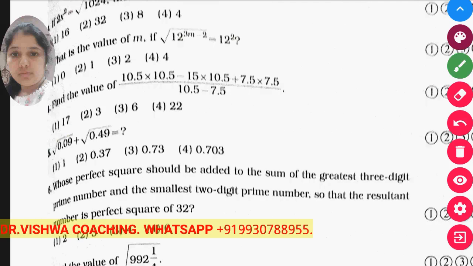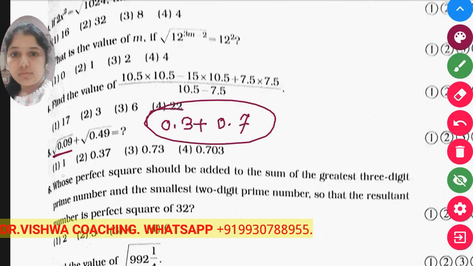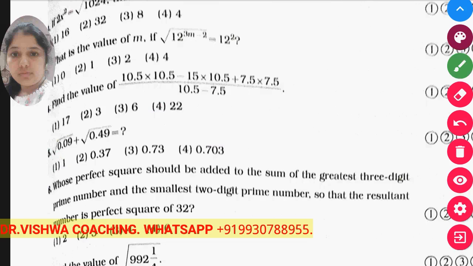Okay, again here, 0.09 is the square of 0.3 and this is 0.7. You just add them, so you will get the answer as 1.